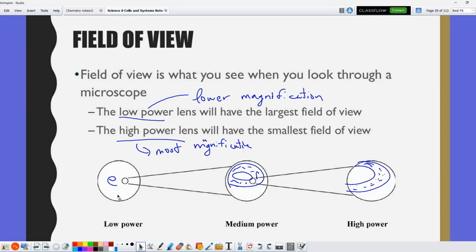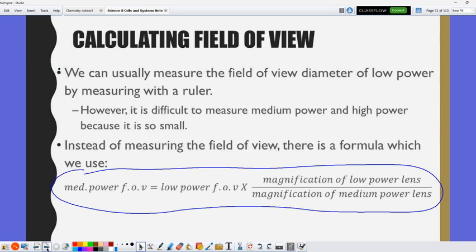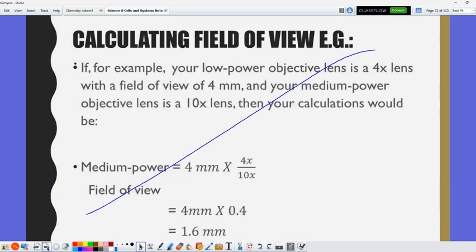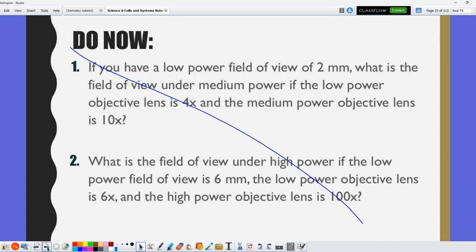So there's a letter E under low power. Under medium power, you can see the field of view is smaller, but you can see it in more detail. When you get to high power, the field of view is even smaller still, but the magnification is higher, so you can see more detail. Calculating field of view, we're not going to do this part. There's a formula just to show you what it is, and we did not go through that.